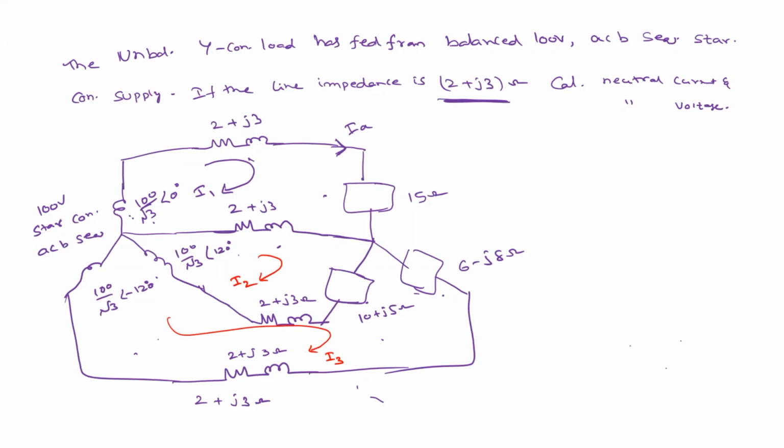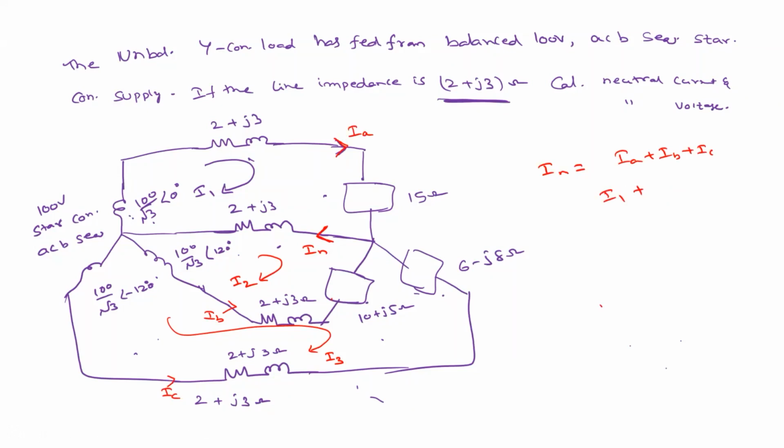So once it is done, what is the neutral current here? This is the neutral current, right? IN. So how to calculate this neutral current IN? This is IB, this is IC, and this is IA. IA plus IB plus IC, right? So what is exactly IA plus IB plus IC here? This is equal to I1.